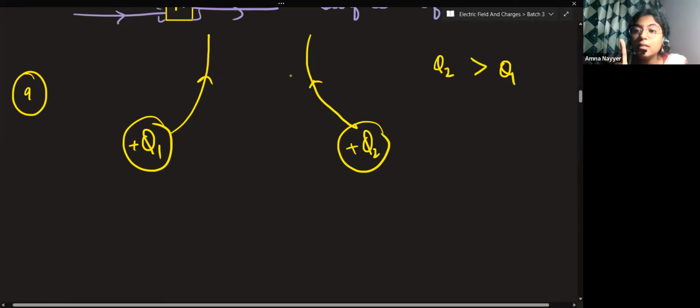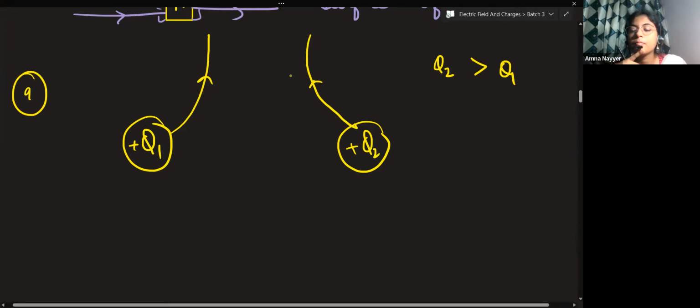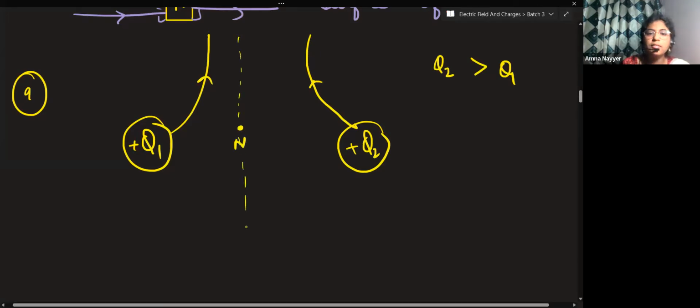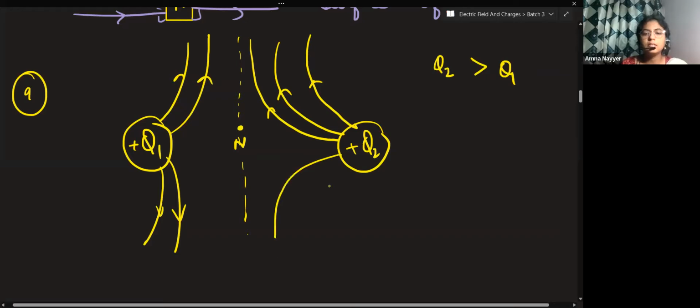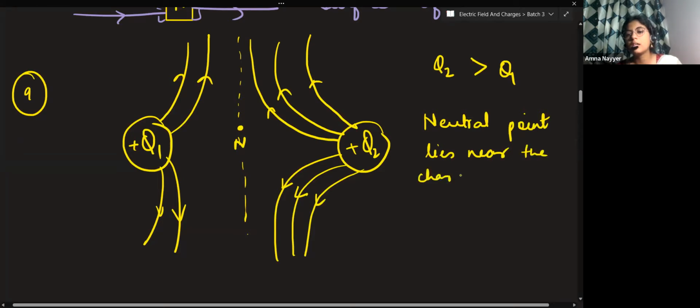So remember, the neutral point lies towards the charge with lesser magnitude. So which of them has lesser magnitude, Q1 or Q2? Q1. So the neutral point will be somewhere near here. Here no electric field line will flow because it's a neutral point. In this manner, electric field lines will flow for positive charge Q2, and in this manner for Q1. The electric field lines will cover a greater distance for Q2. The reason is the neutral point. The neutral point lies near the charge of lesser magnitude.